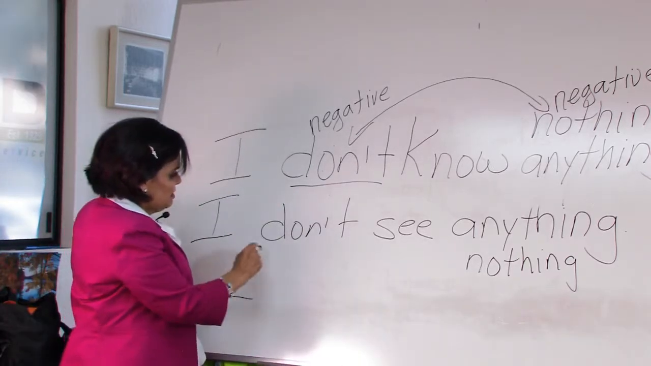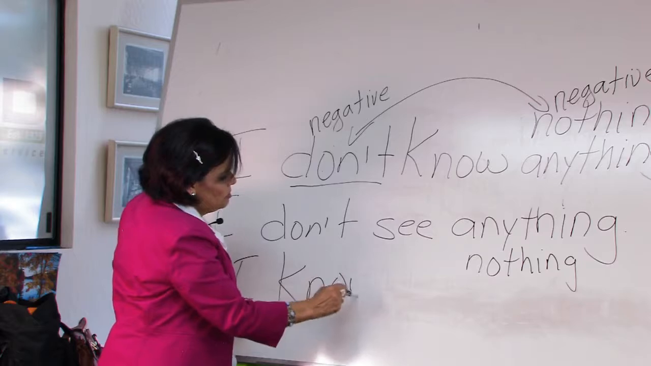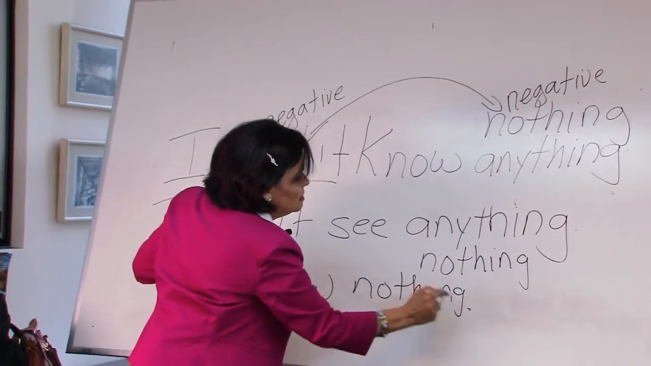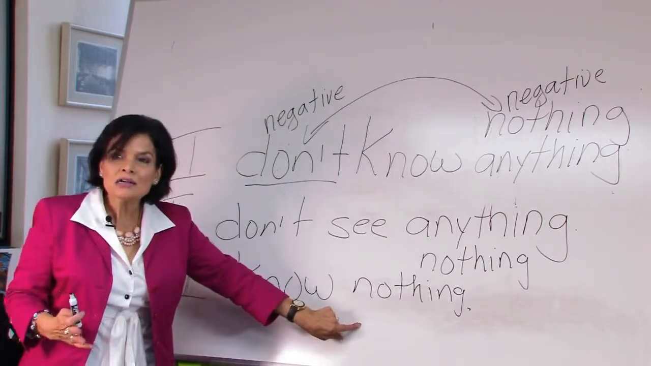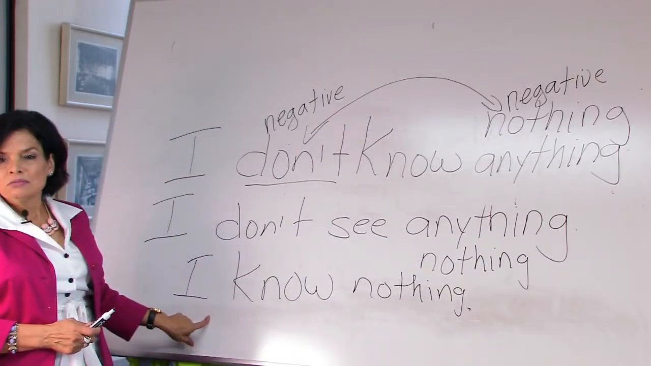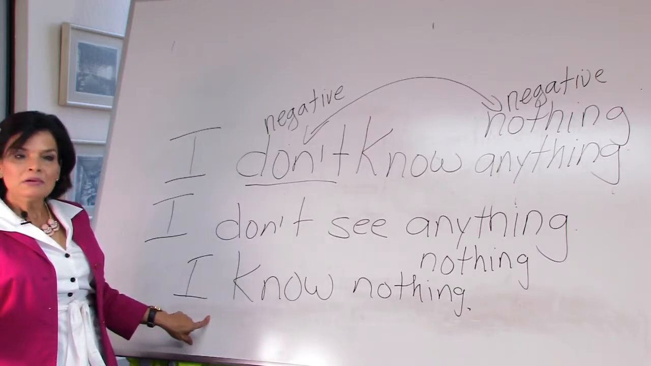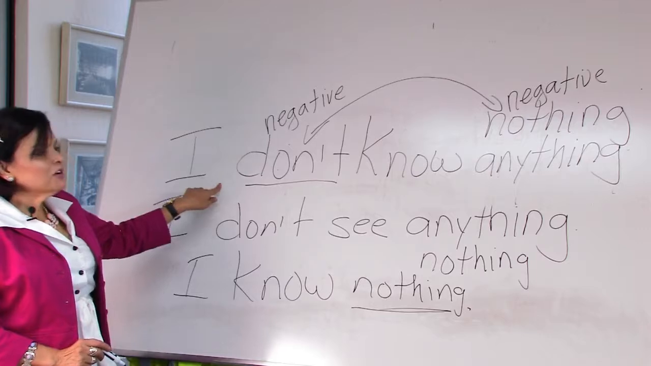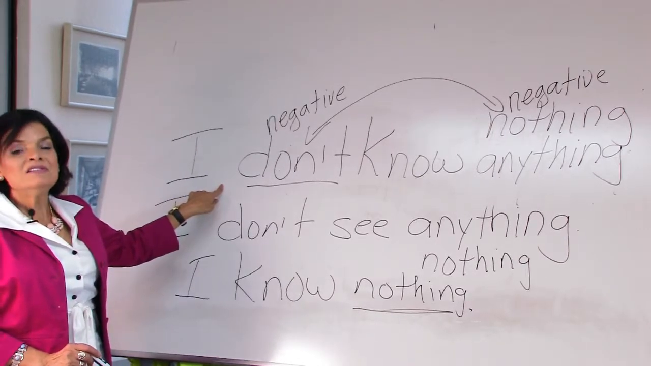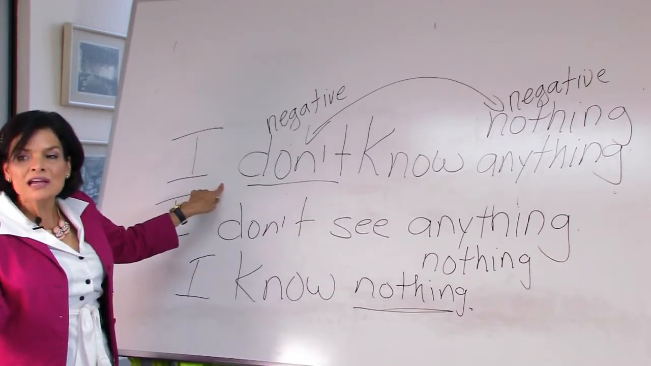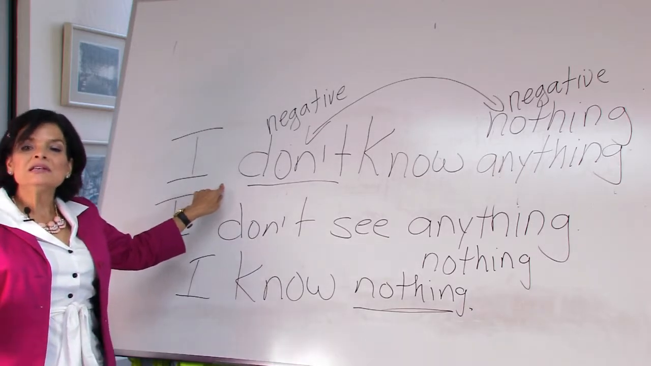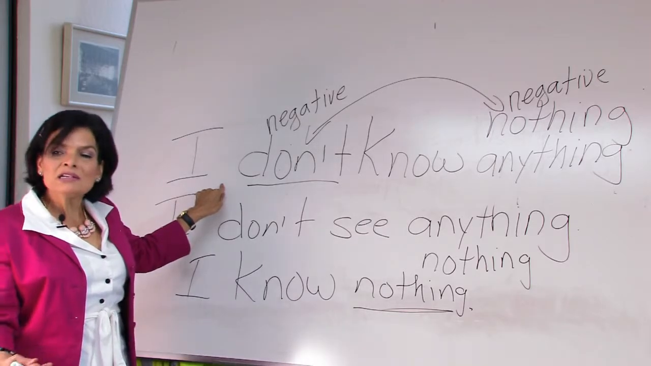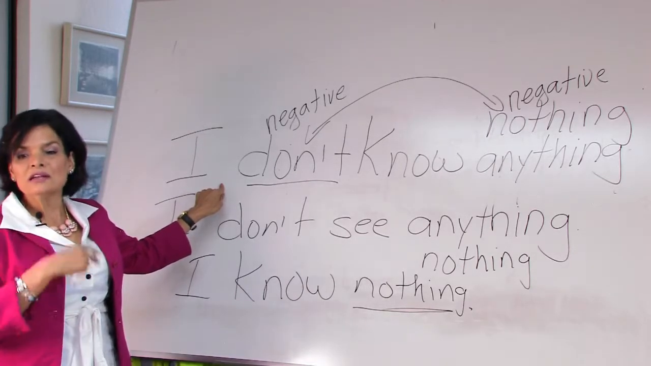Look, I know nothing. This is correct because we don't have don't. We only have one negative. One negative. We only have this negative, right? Up here, we cannot use nothing because we have two negatives. That is called a double negative. And in English, it's incorrect to use double negative.